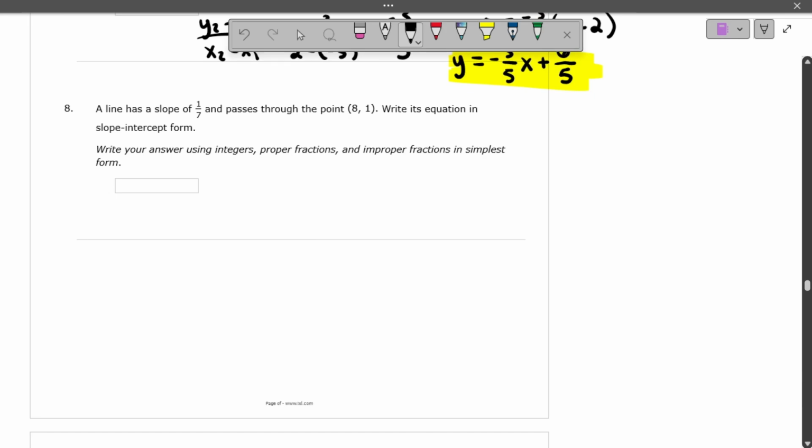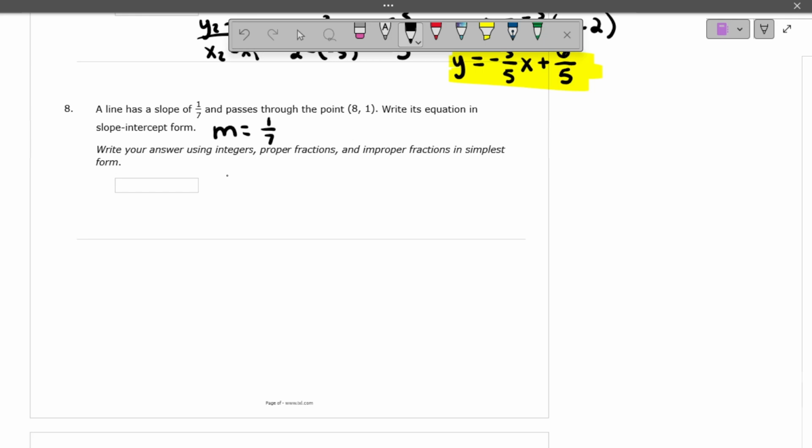Alrighty. And now we're going to go on to question number 8, which is asking to write an equation in slope-intercept form given a slope of 1 over 7 and a point of (8, 1). So this time we don't have to find the slope. They gave it to us. So our slope is 1 over 7. And again, our y-intercept, we don't know that. But we're given a slope, we're given a point.